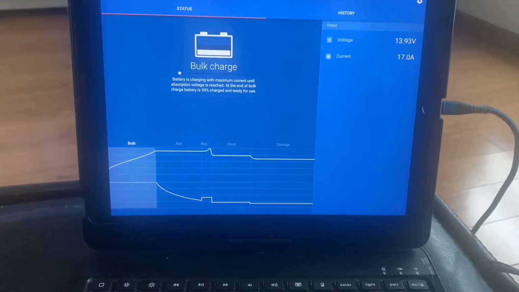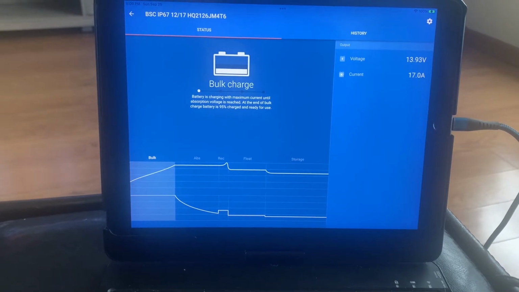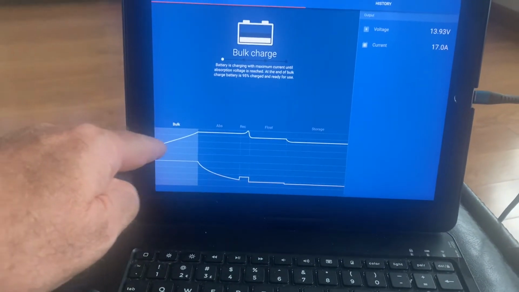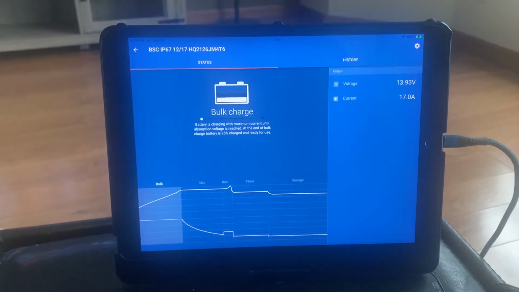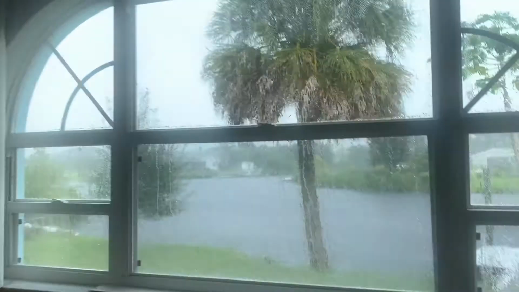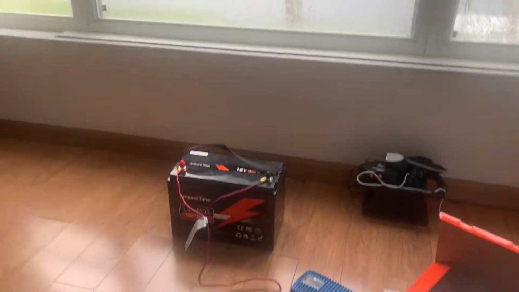Okay, we are showing 13.93. When I plugged it in, it actually started registering around 13.7. I'm guessing that's what it's pushing. We're still in bulk. One of the benefits is that right now, if I was on my Orion, I'd be dead in the water, because we are having one hell of a storm come through here. But I'll be able to charge these guys throughout the night.